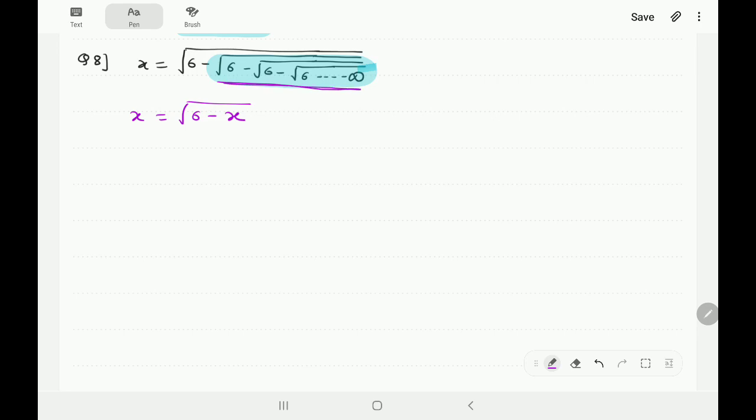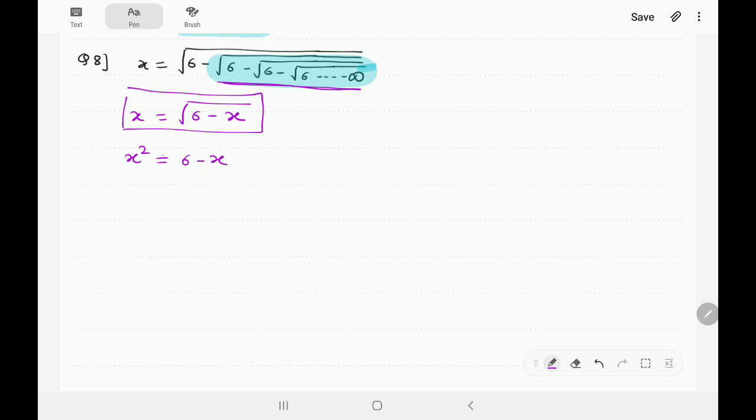This part is again 6 here because it is the same thing repeated. Again x. It's again x. The same thing. Got it? You should understand this step. That's it. Once you understand that, the sum is done. How? Square both sides. So if I square both sides, what do I get here? x square is equal to 6 minus x.